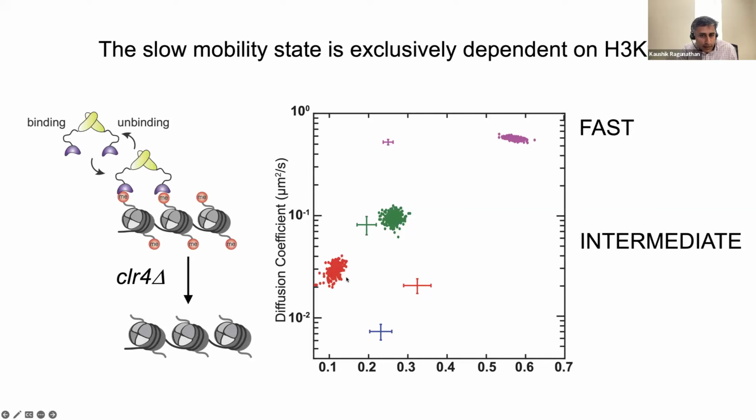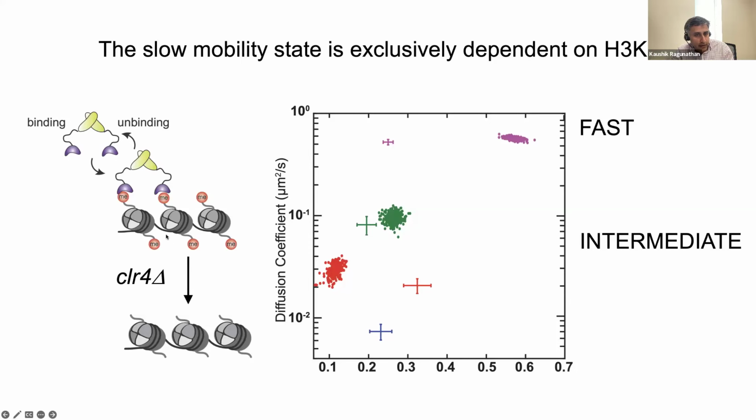But in Clr4 delta cells, what you can actually see is about 10% of molecules that adopt an intermediate diffusion state, but a complete loss of molecules in this blue slow diffusing state. And then, of course, a majority of molecules that dissociate from this state now adopt this fast diffusion coefficient. So this is only to say that we can make a series of deletions of this kind and actually map what the biochemical properties of each of these diffusion coefficients might actually be.